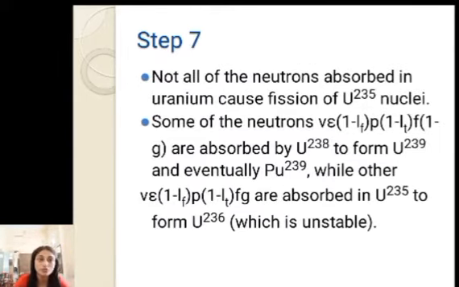Now not all of the neutrons, one more thing. We have this many neutrons which can cause nuclear fission of uranium-235, but not all of them are absorbed in uranium and cause fission of uranium-235. Though they are absorbed by uranium, some of them may not cause fission of uranium-235. Some of the neutrons are absorbed by uranium-238 to form uranium-239 eventually, which will form plutonium-239. What is the fraction which is remaining now? Nu epsilon (1 minus LF) P (1 minus LT) into F. They are absorbed by uranium-235 to form uranium-236, which is unstable.